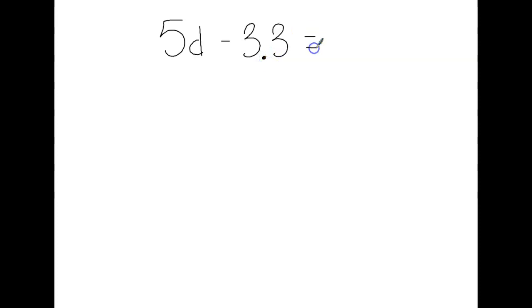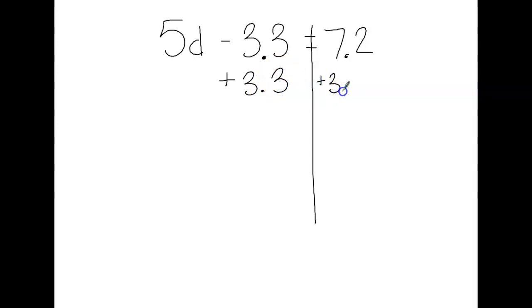is equal to 7 2/10. So again, we draw a line down the middle. I always work on the side that has the variable, so that left side, I have 5d minus 3 3/10, so I need to get rid of that minus 3 3/10. So I plus 3 3/10. What you do to one side, you always have to do to the other.